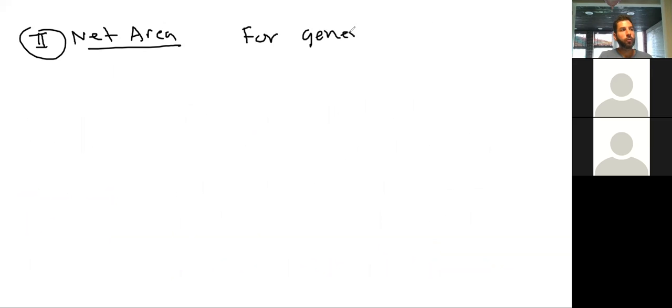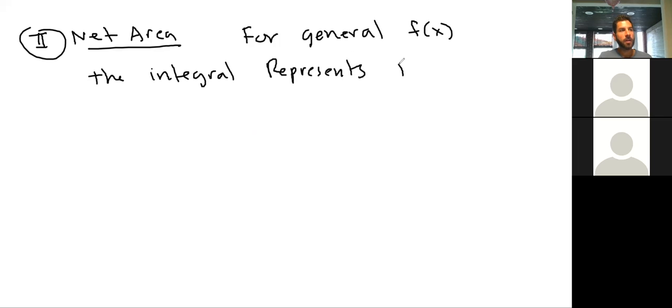So the next application or interpretation is what we call net area. For general f of x, the integral represents net area. So what does that mean? Well, let's draw a picture, because a picture is a much better way of illustrating this than me writing words.